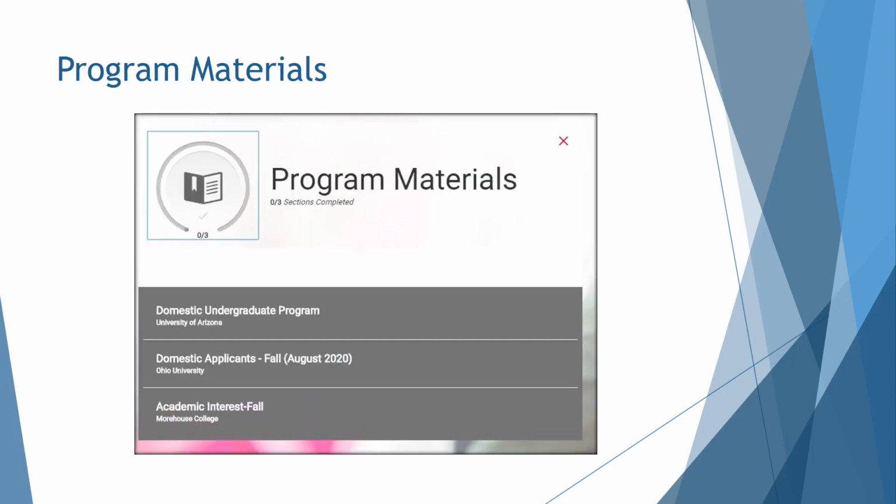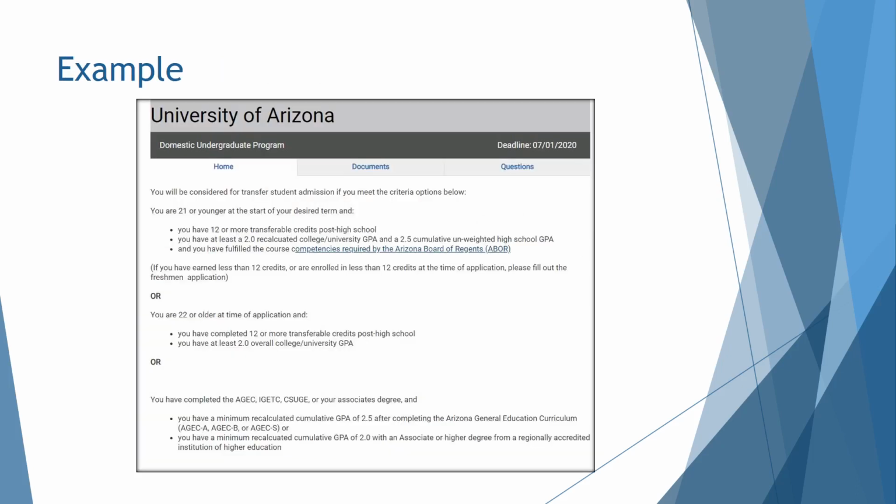Review any program materials requests from universities or colleges. Each program may require different documents, questions, or recommendations. Be sure to follow any instructions and answer any questions carefully. You can see, for instance, that University of Arizona includes information about how to be considered as a transfer student, plus tabs for documents and questions.